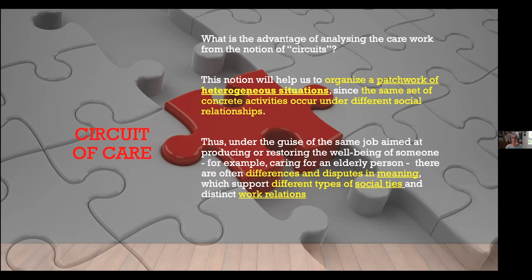What is then the advantage of analyzing the care work from the notion of circuits? I think this notion can help us to organize this patchwork of heterogeneous situations, since the same set of concrete activities occur under different social relationships. Thus, under the guise of the same job aimed at producing or restoring the well-being of someone, there are often differences and disputes in meaning which support different types of social ties and distinct work relations. That is the crucial argument I would like to make, and I stop here and will be happy to receive comments and suggestions. Thank you.